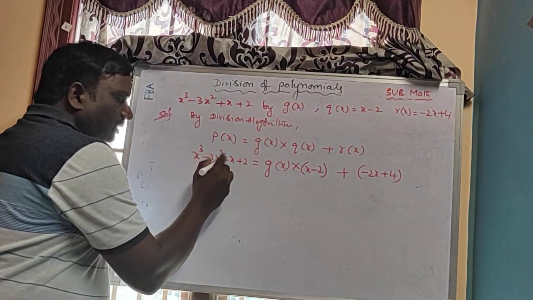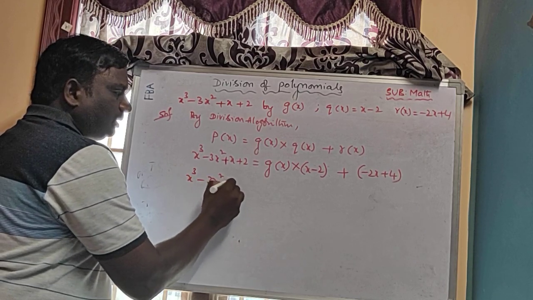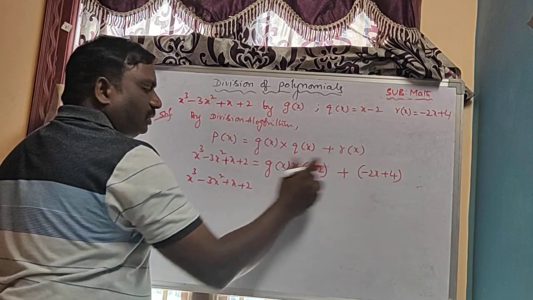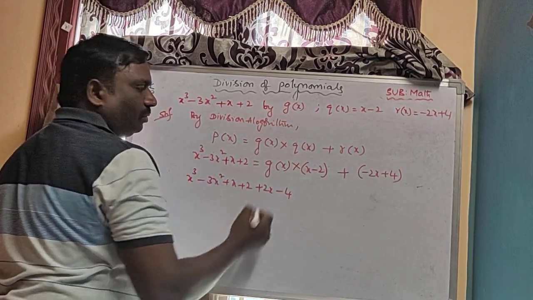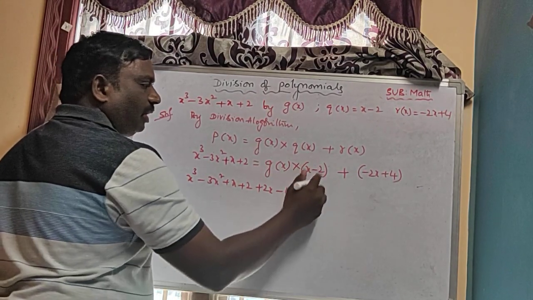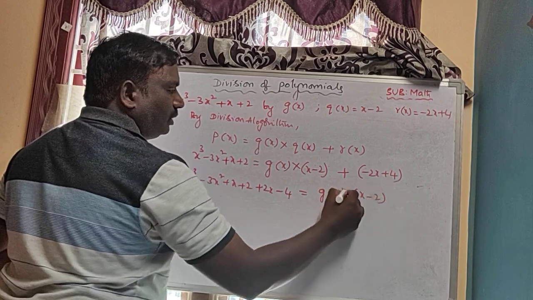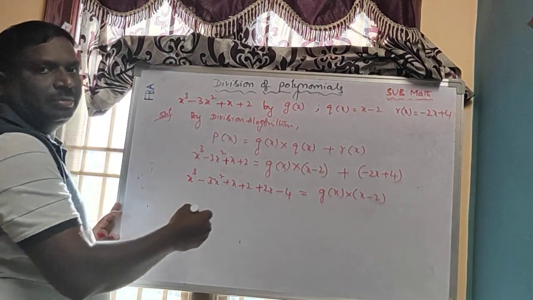Then this polynomial as it is, x cube minus 3x square plus x plus 2. If we take the other side, this minus 2x will become plus 2x, plus 4 will become minus 4, equal to the remaining term, g of x into x minus 2. Do the simplification, like terms are here.